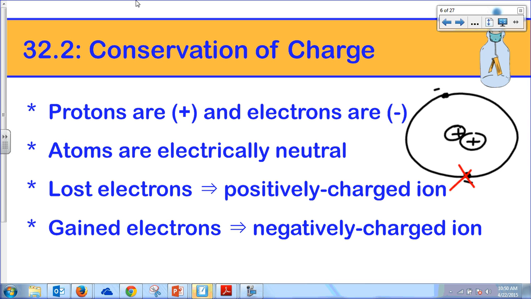Now, we still have the 2 positives, the 2 protons in the nucleus, but now there's only 1 negative, only 1 electron. And so if we have positive 2 and negative 1, we now have an overall charge on that atom, and it's now called an ion. A charged atom is called an ion. It either has lost or gained electrons. So it loses electrons. If we take away a negative, what is left over will be positive.